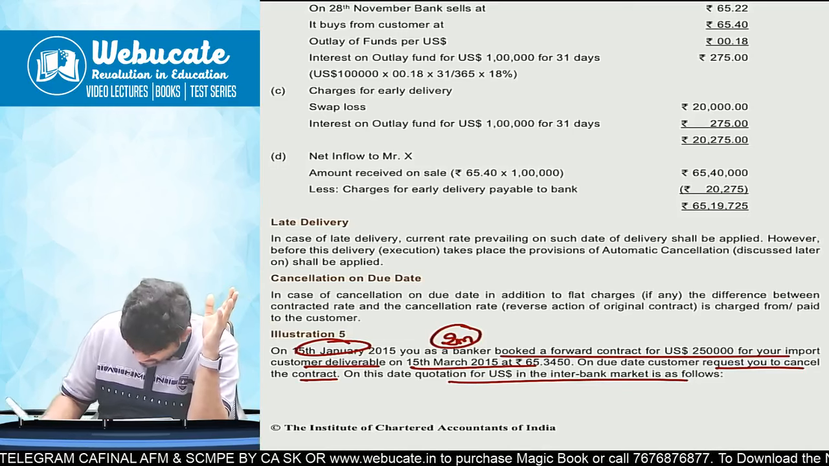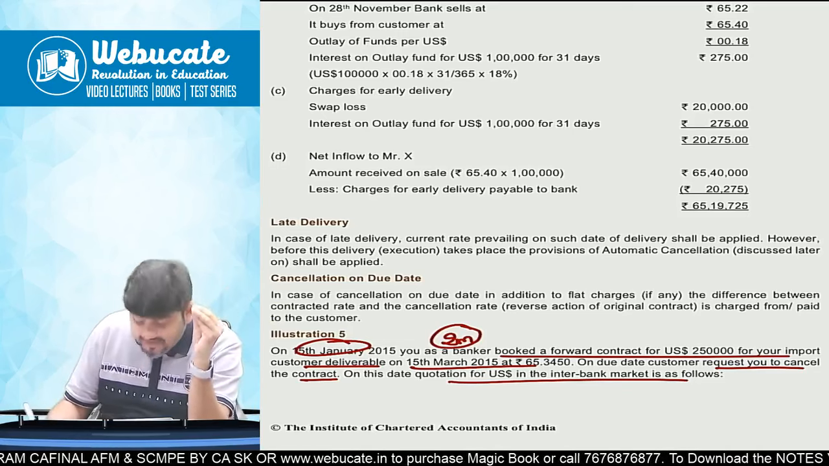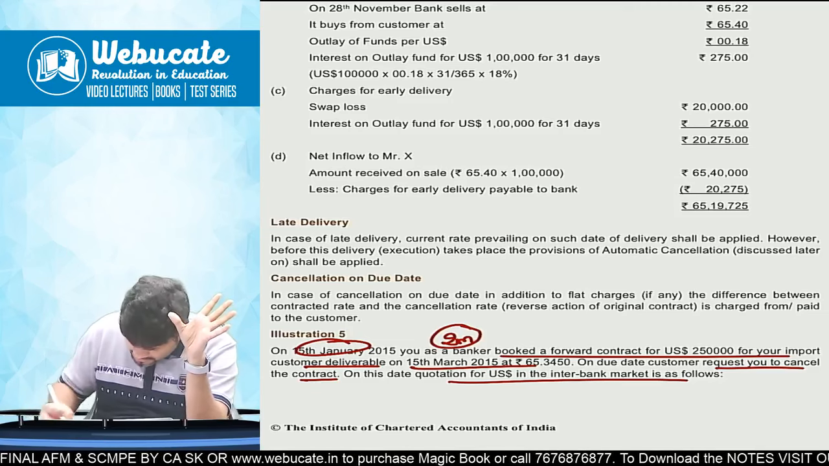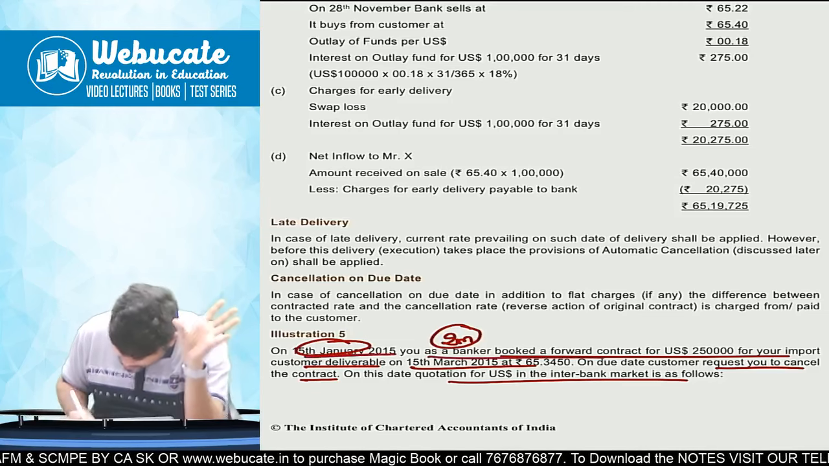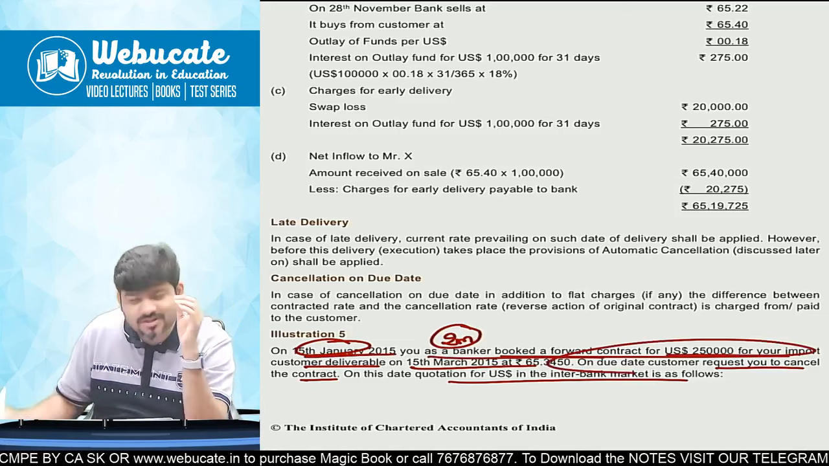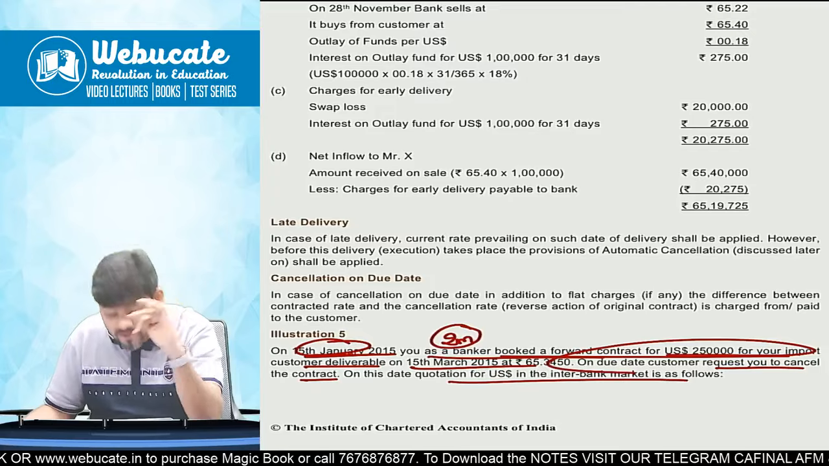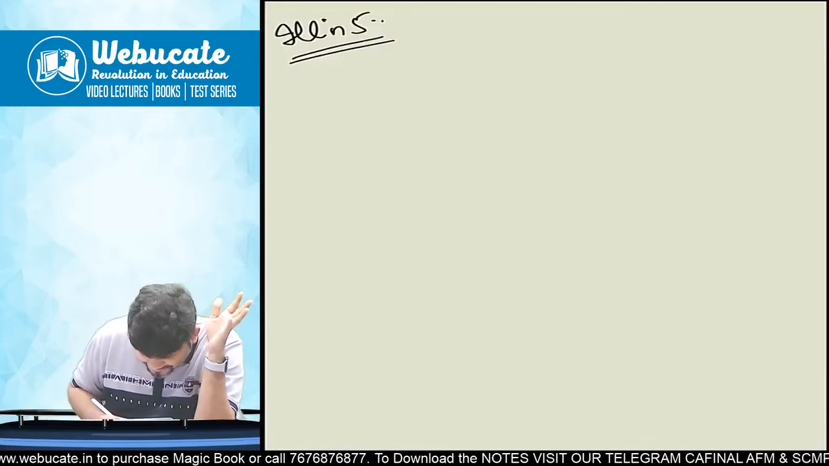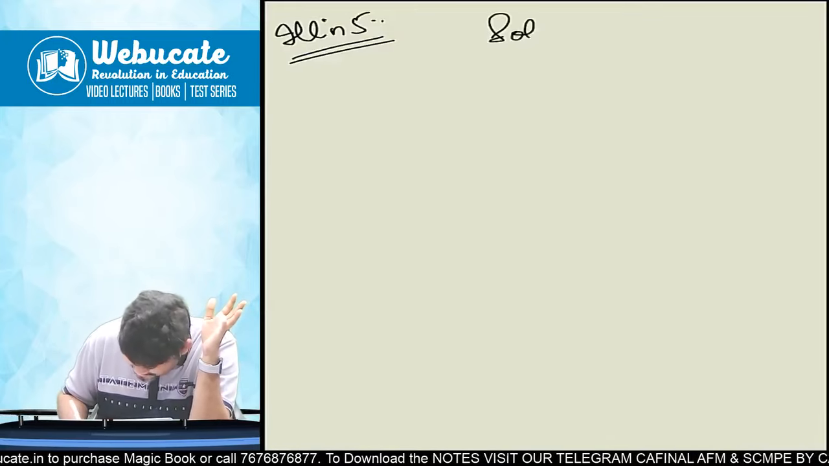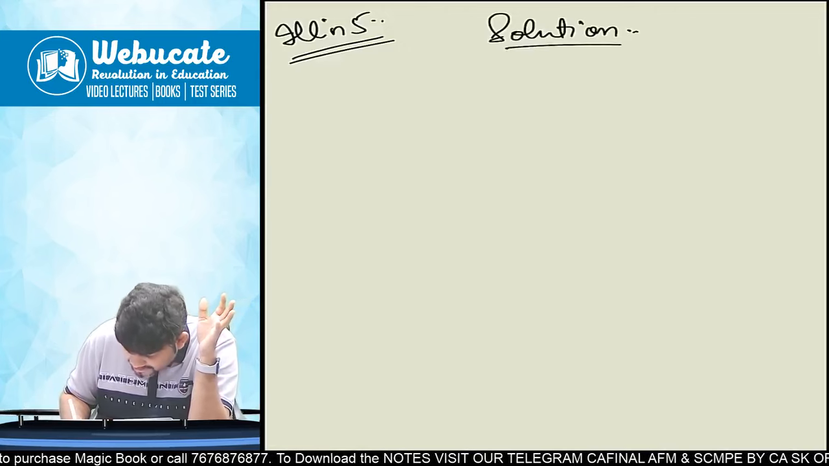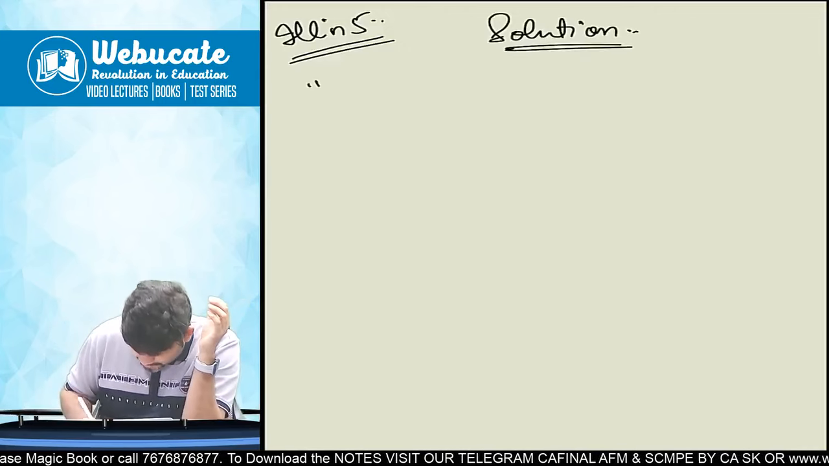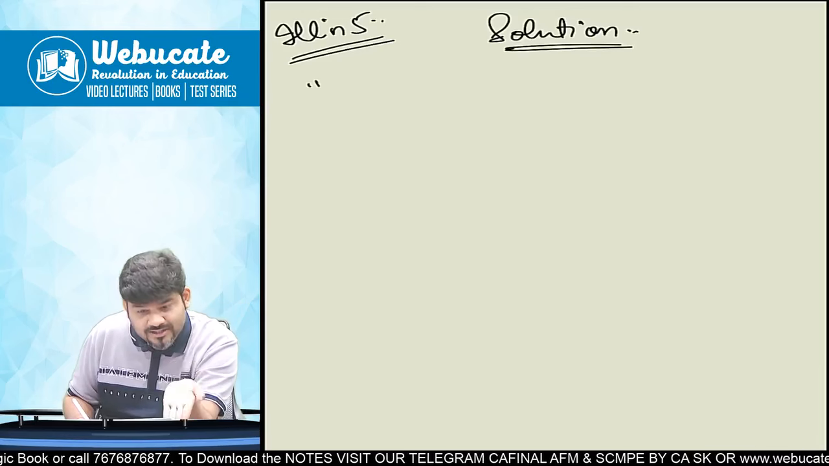Same way, we will draw the timeline of the question. On 15th January, you as a banker booked a forward contract. What does this mean? You booked a forward contract for import customer deliverable. Let's write down. First, let's understand the meaning of this. You tell me. I am waiting for you guys to comment.